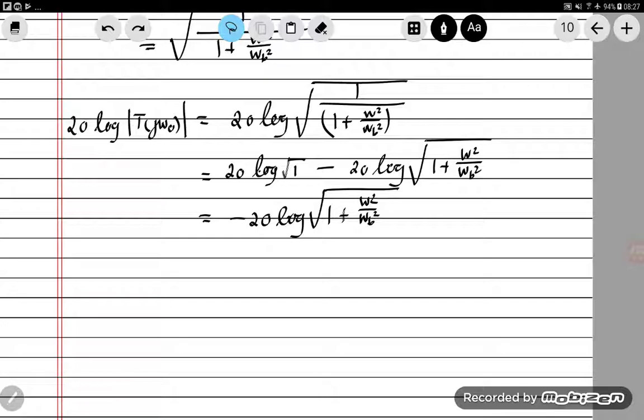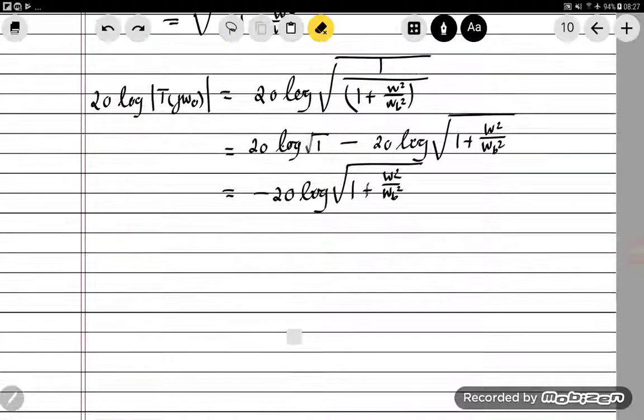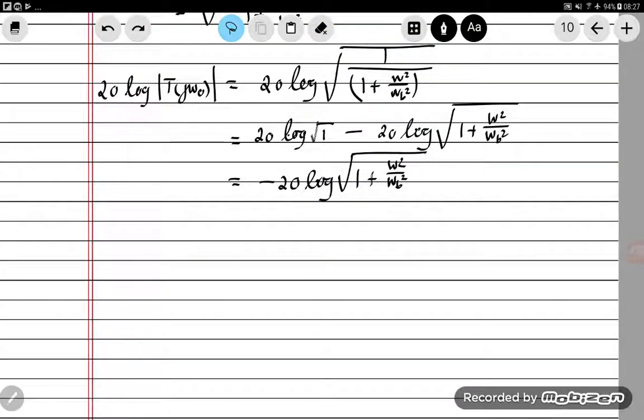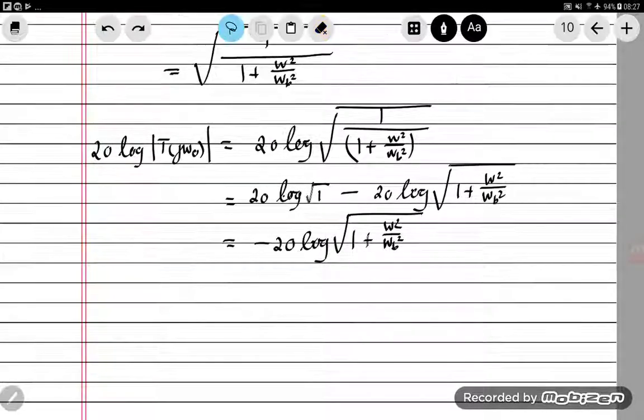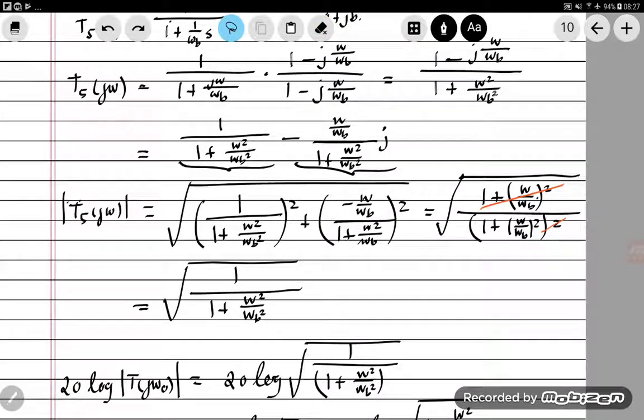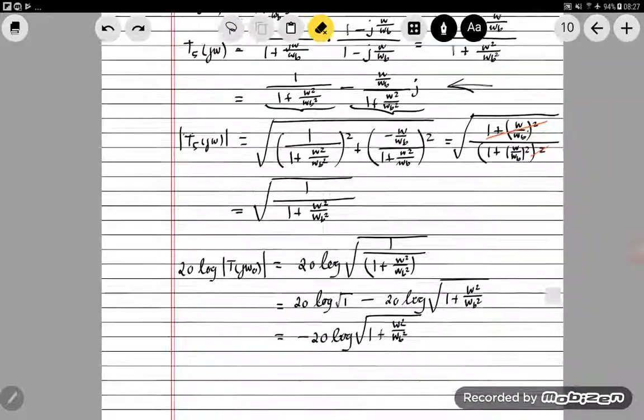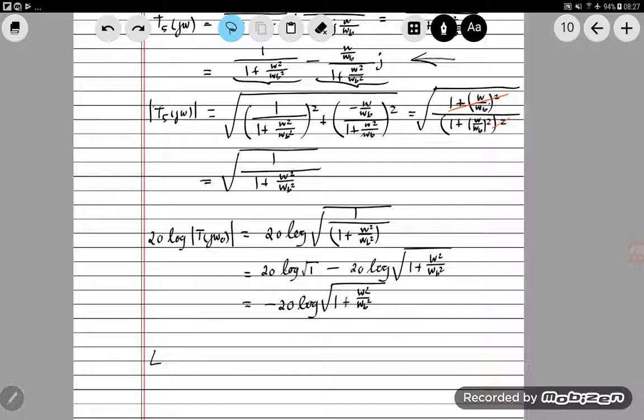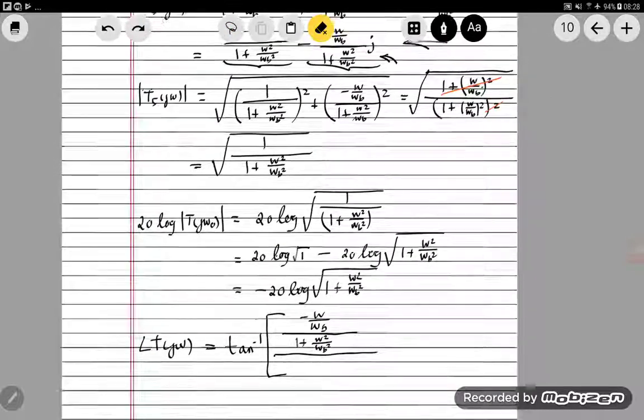Okay, we can also do the phase. Recall that our frequency response transfer function looked like that. So if we want to take the angle of that, well, that's just the arctangent of the imaginary part, which is that part. So that will be negative omega over omega b divided by 1 plus omega squared over omega b squared, and that all divided by the real part, that's 1 over that same denominator.